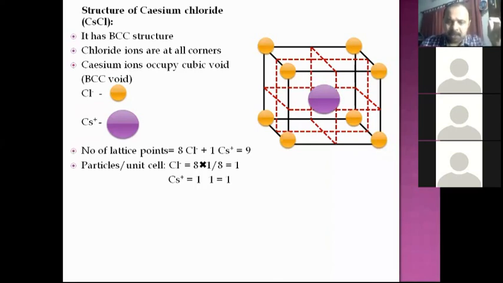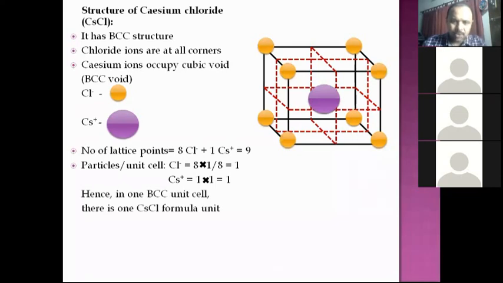For cesium, 1 particle is there at the center completely. So 1 into 1, 1. That particle completely belongs. So in one BCC unit cell of cesium chloride, there is one Cl minus and one cesium ion. How many formula units are there in one unit cell? One cesium chloride formula unit in one BCC unit cell. In the case of sodium chloride, it was 4.